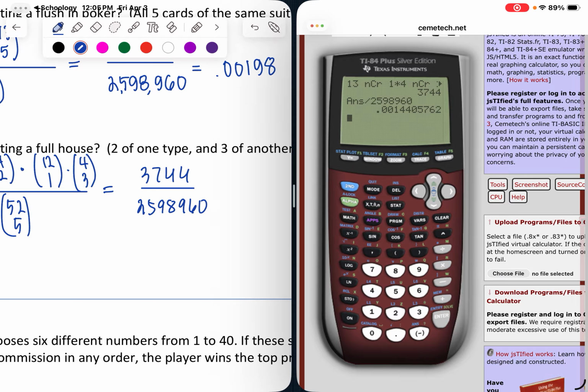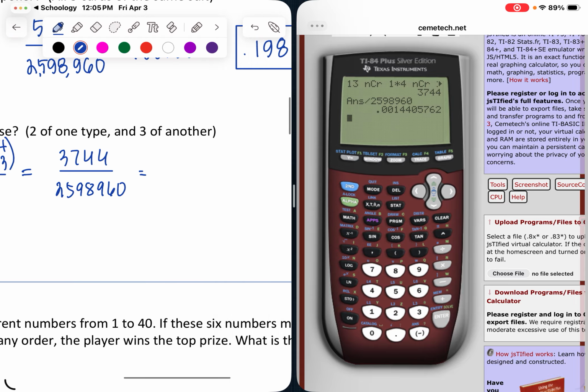Enter. And we have 0.00144. Turning that into a percentage, move the decimal over 2 places, we have 0.144%. So you could also see that full houses are harder to get than flushes are.